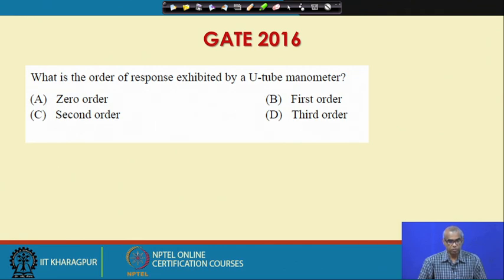What is the order of response exhibited by a U-tube manometer? 0 order, first order, second order, third order. We have discussed this, that the U-tube manometer shows second order dynamics. So, this is an example of second order response, option C.